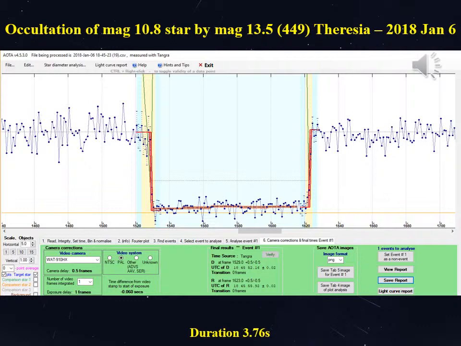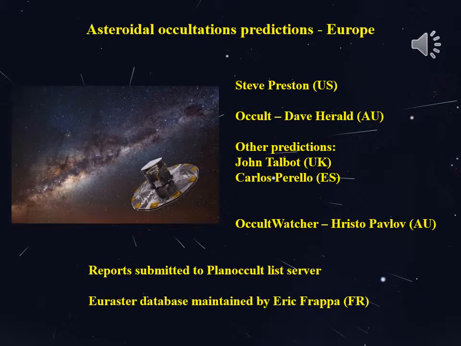But how do we get the predictions of these events? Within our European group, well, it's a worldwide collaboration really. So all this Brexit, to we astronomers, it's irrelevant because we all work together. Science has no boundaries and borders and limits. The best predictions going are by Steve Preston in the USA. But Dave Herald's Occult software will also generate quite good ones. And these are used by John Talbot in the UK and Carlos in Spain, for predictions around the Iberian Peninsula and the British Isles.